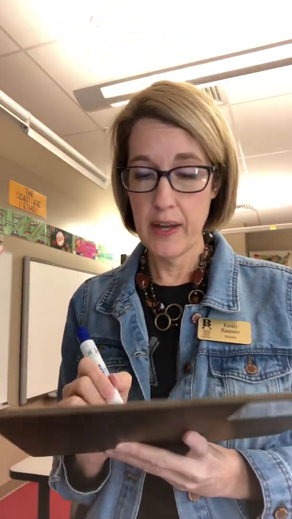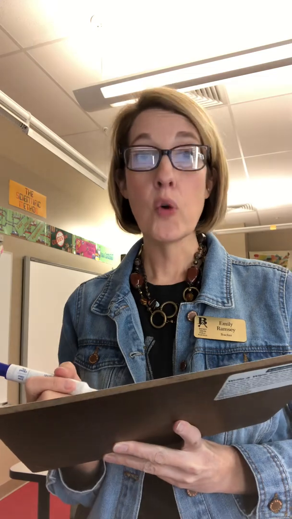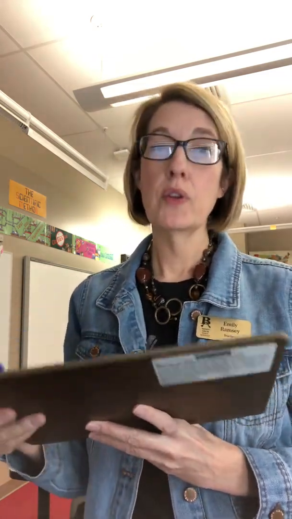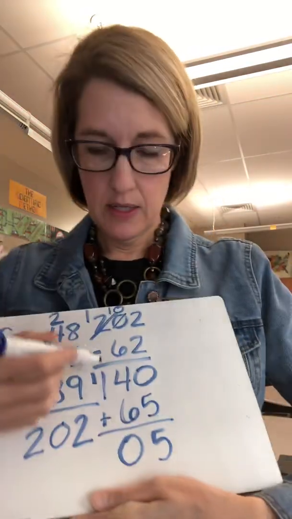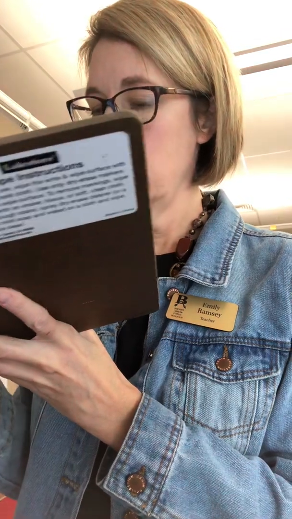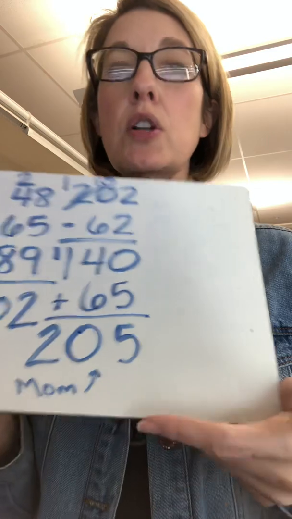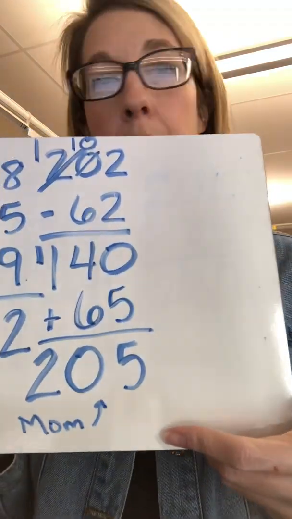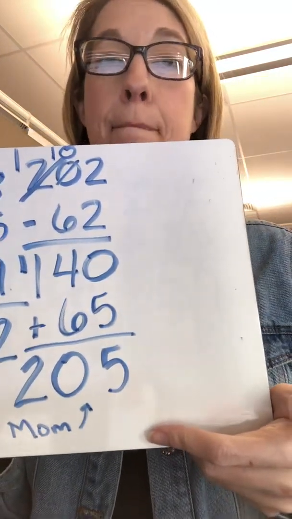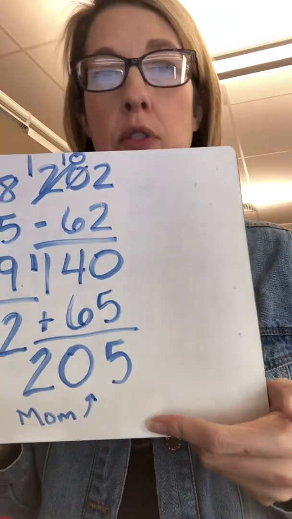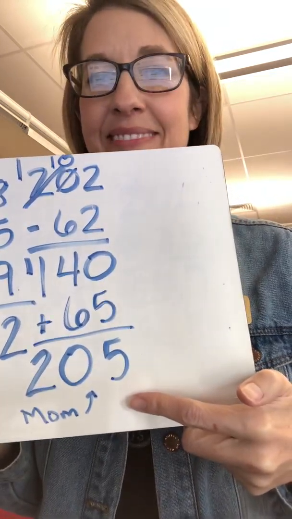So 0 and 5 is 5. 4 and 6 is 10, so don't forget to regroup. You'll put your 0 from the ones part of the 10, and you're gonna regroup it over the 1 into the hundreds part like this, and then you'll have a 2. So mom started with 205. That's what she started with when she first woke up in the morning before her daughter came and begged, borrowed, and stole ribbons from her. Mom had 200.